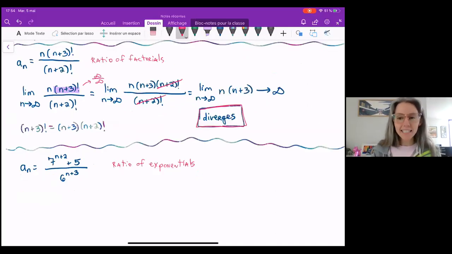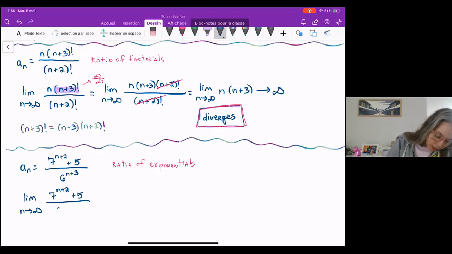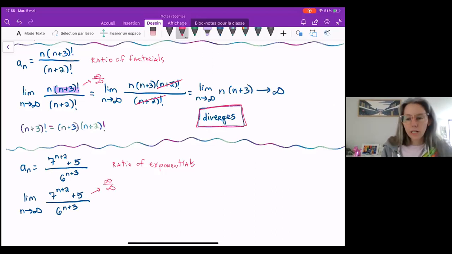Okay, so our next example is a ratio of exponentials, 7 to the n plus 2 plus 5, all divided by 6 to the n plus 3. So again, I'm going to be looking at the limit as n approaches infinity of the sequence, 7 to the n plus 2 plus 5 over 6 to the n plus 3. And again, when I plug in, I'm going to get infinity over infinity.